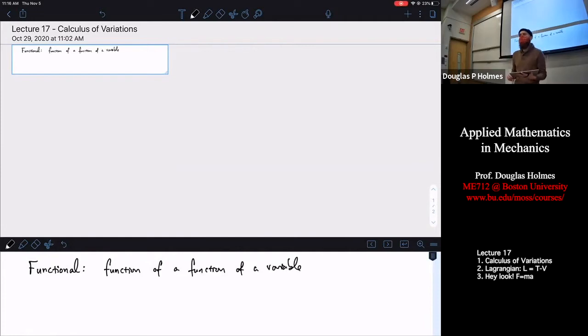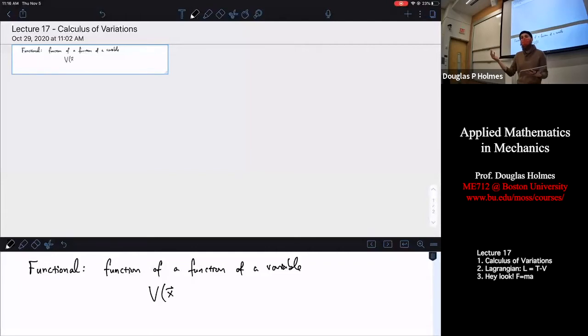Function of a variable. What's an example of that? So we might say that if I'm holding a ball up in the air, the potential energy within that ball depends on the vertical position of that ball, which depends on time. Because if I let go of that ball, the vertical position is changing. So let's think about that. We can call that the potential energy V, which depends on the location of my ball, which we can call x, which is some vector.